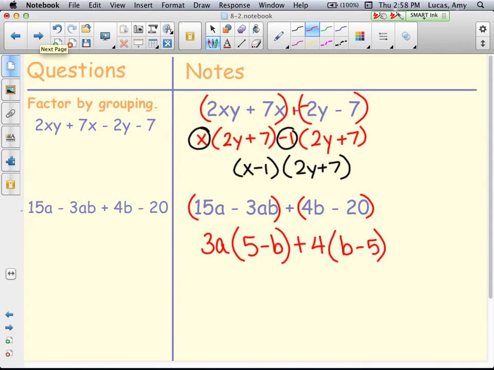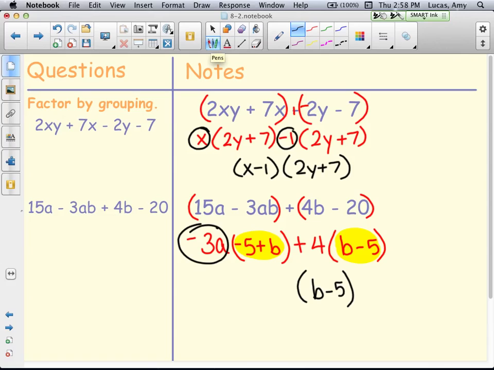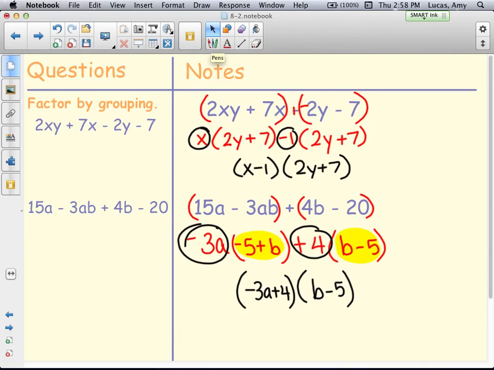So what I need to do instead is take out the negative on one of them. So I'm going to take out the negative on the 3. So if I divide 15 by negative 3, I get negative 5. And if I divide out the negative and the 3, I get b. And that's exactly the same. So these, negative b plus 5 and b minus 5, are exactly the same. So I'm just going to go with the b minus 5. And then here I've got negative 3a plus 4 for my other factor. So that's 4 examples factoring by grouping.